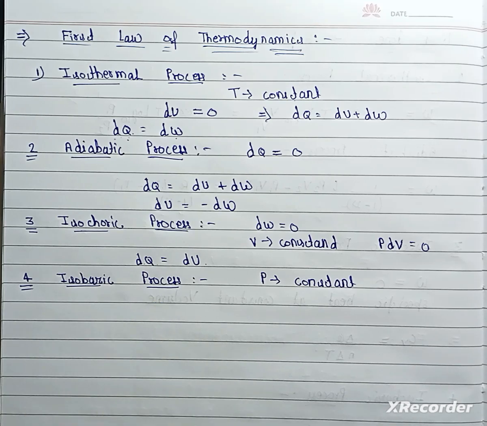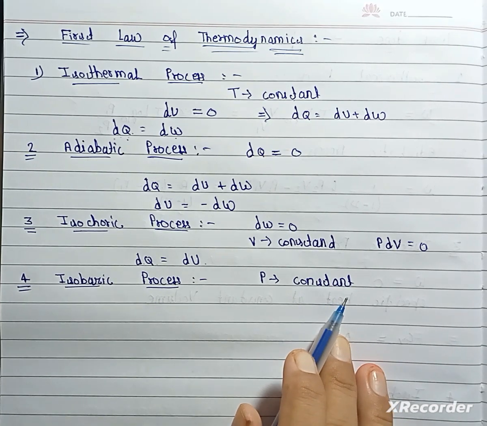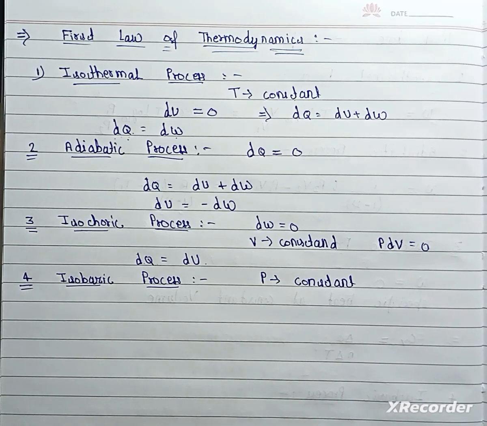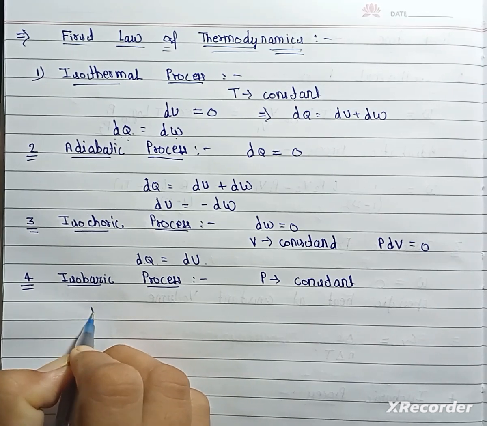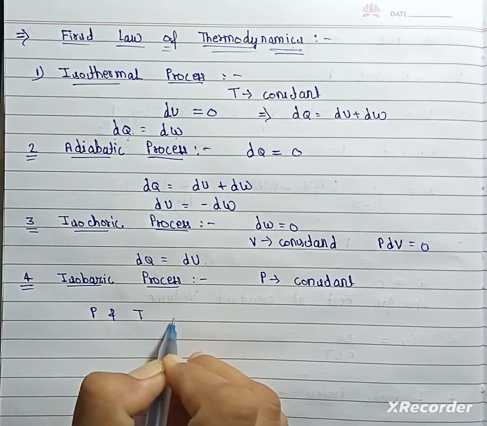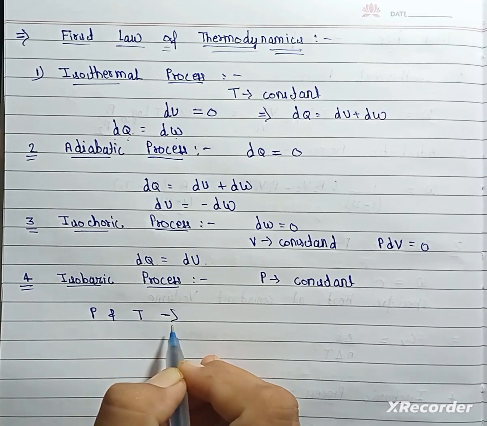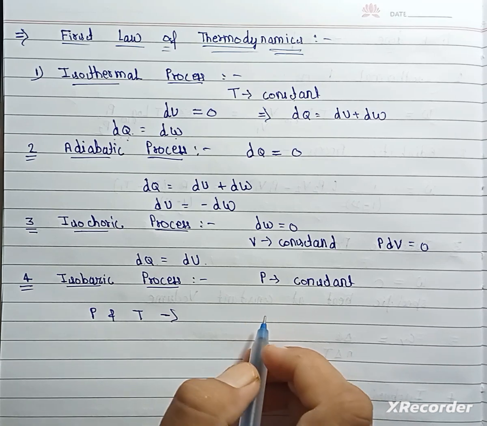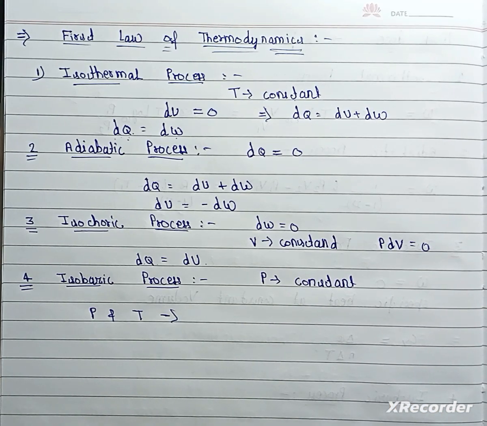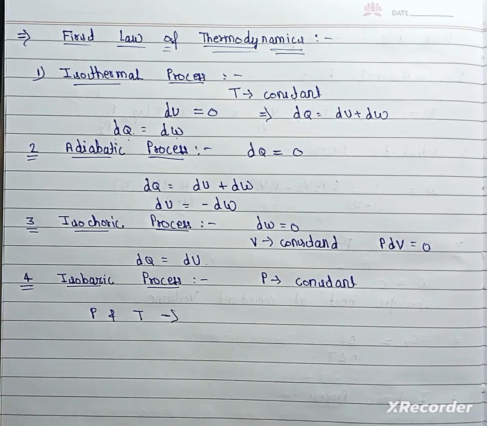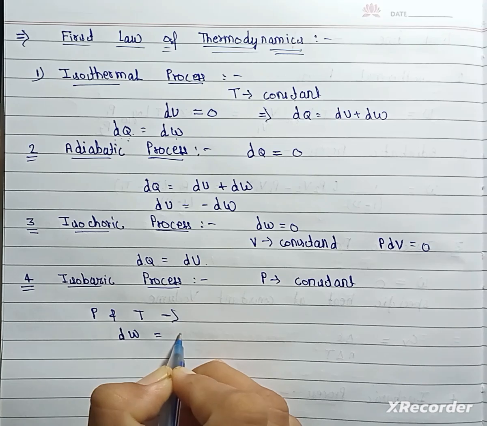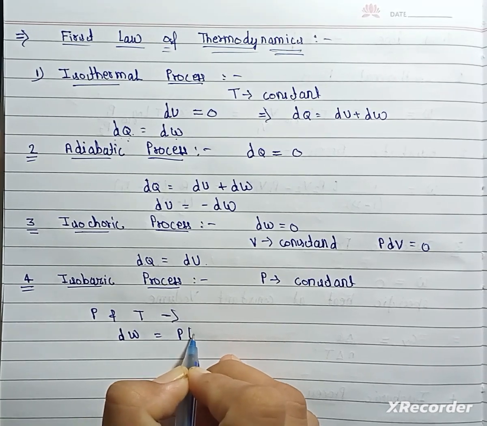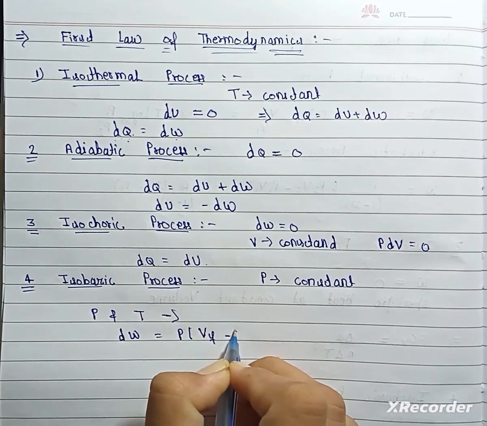Fourth is the isobaric process. In this process, pressure is constant. Now consider when a liquid boils, its pressure and temperature remain constant. It converts into vapor, until the whole of the liquid is converted into vapor. So dW we can write equal to P dV, that is P times (V final minus V initial).